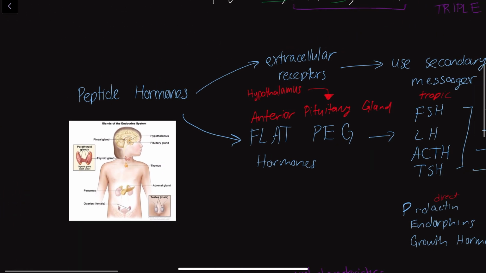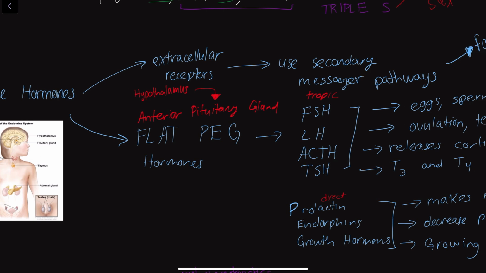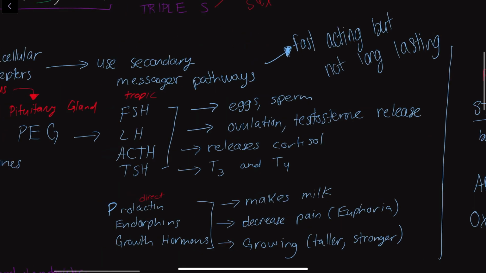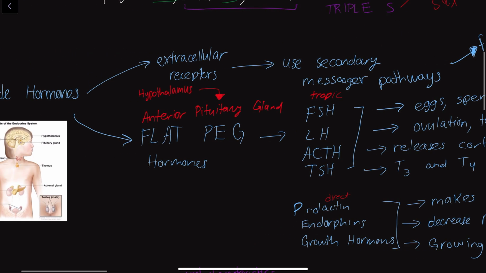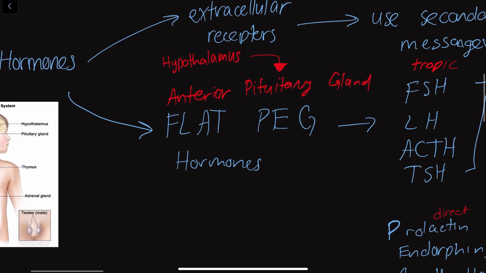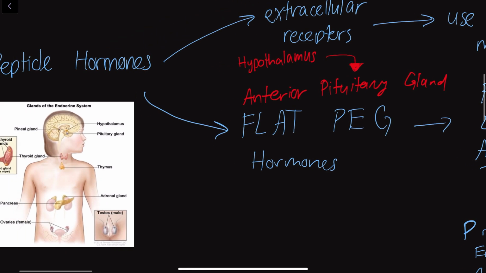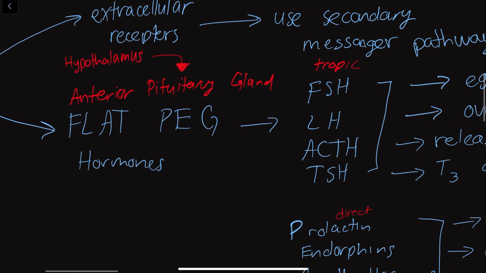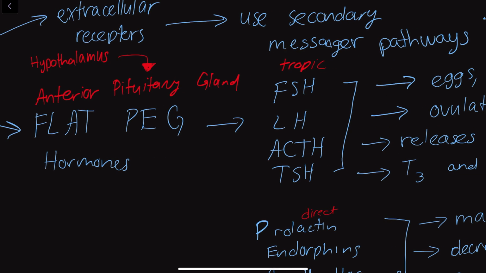Okay, so then we can think of them as several groups of peptide hormones. We can just start off with the anterior pituitary hormones. So these are all the hormones that are made by the anterior pituitary gland. Pretty much all of these hormones are going to be produced by the anterior pituitary gland, and they can be divided into either tropic hormones and direct hormones.